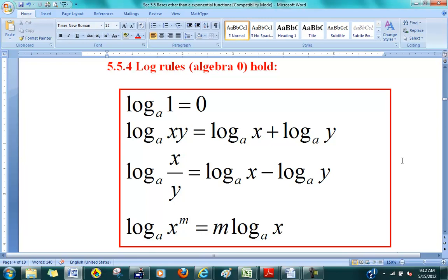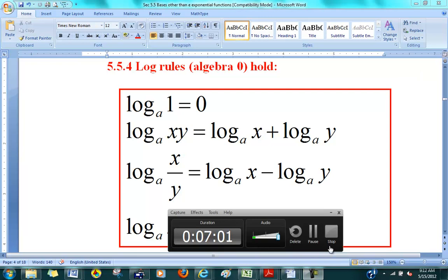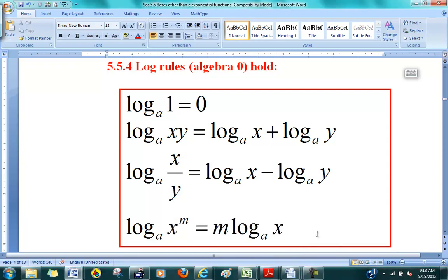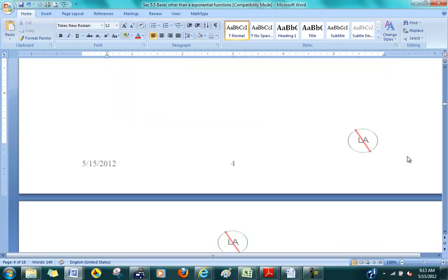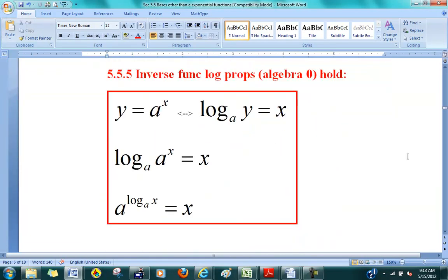All right, you guys got this down okay? Okay, some more properties. Again, these are all from Algebra Zero, okay? So you should know these. If you don't want to take it down, I'm okay with it, okay?